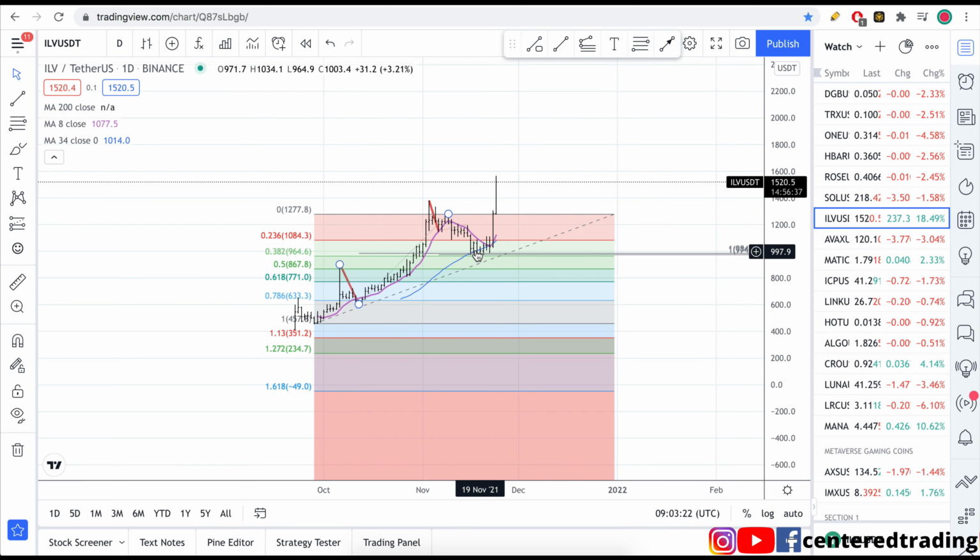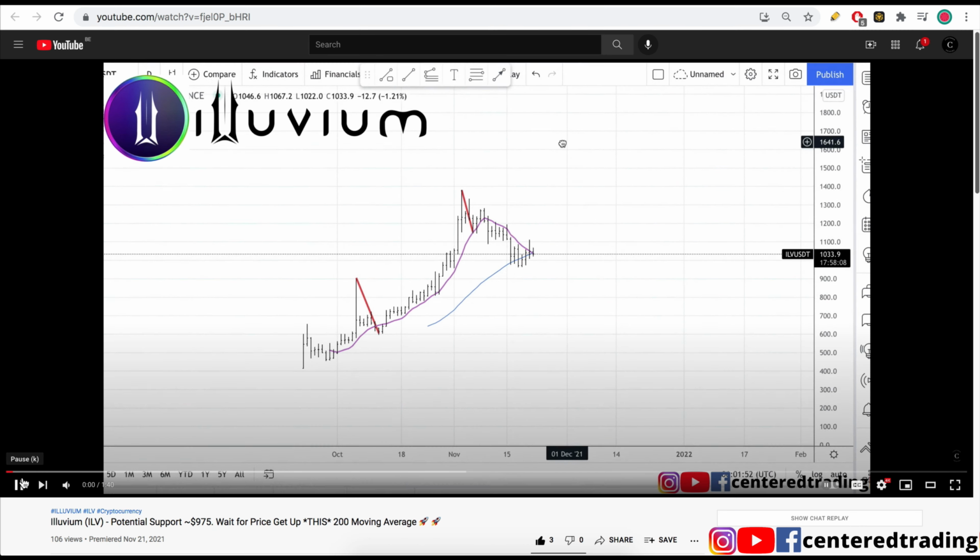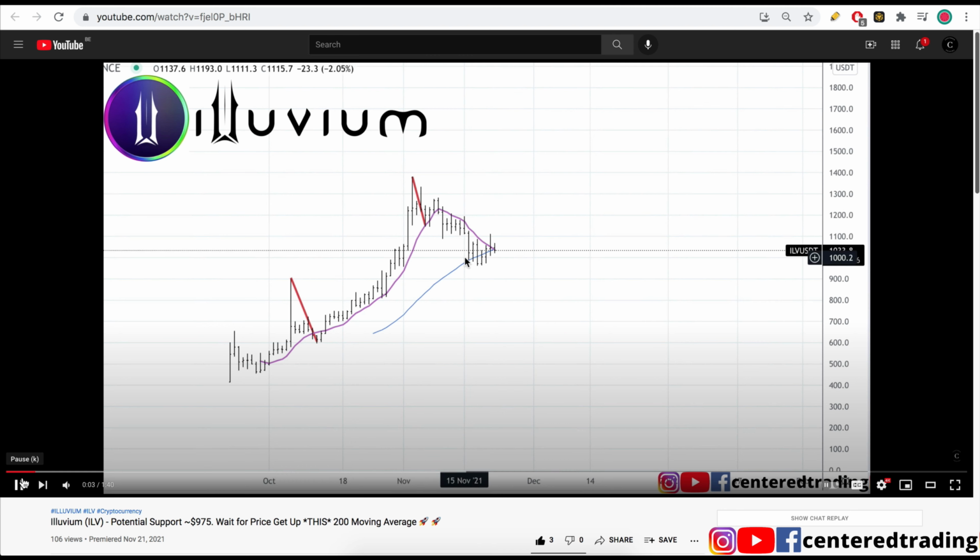ILLUVIUM on the daily chart. Very nice strong move to the upside. A couple days ago I reviewed this chart. Let's go back to it real quick. Let's talk about it. ILLUVIUM on the daily chart. We got a nice pullback over here.